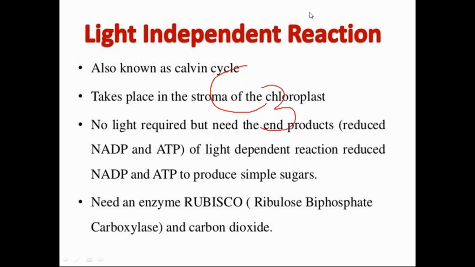So these are the points of light independent reaction or dark reaction. Calvin cycle, also called C3 cycle, occurs in the stroma. It doesn't require any light. The ATP and NADPH, which are produced by the light reaction, are used in this pathway. It occurs in the presence of the enzyme Rubisco. What is Rubisco? Ribulose bisphosphate carboxylase oxygenase.